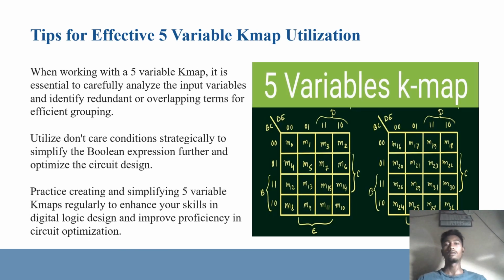There are some tips for effective 5-variable K-map utilization. When working with a 5-variable K-map, it is essential to carefully analyze the input variables and identify the redundant and overlapping terms for effective and efficient grouping. Utilize don't-care conditions strategically to simplify the Boolean expression further and optimize the circuit design. Practice creating and simplifying 5-variable K-maps regularly to enhance your skill in digital logic design and improve proficiency in circuit optimization.